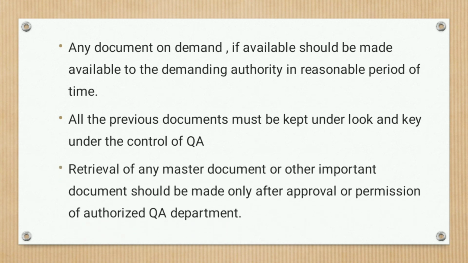And retrieval of any master document or other important document should be made only after approval or permission of the authorized QA department. That is, if access is requested for any master document or other important document, then the QA department should provide that respective document to the person who is demanding it only after getting approval or permission of the authorities.